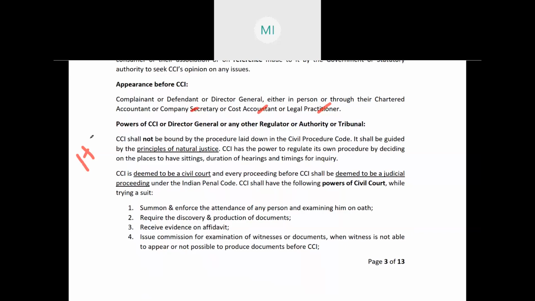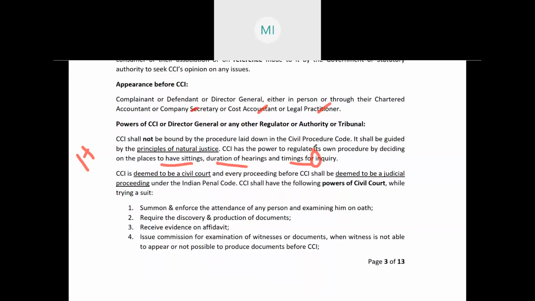So CCI can regulate its own procedure, like where it has to hold sittings. Sittings is nothing but where CCI will hear a case, how long it will hear a case, and what will be the timings for inquiry. All those things. You may see the words inquiry and enquiry used interchangeably, IN or EN. You can write it in both ways. It is just the difference between British and American English. Both are fine.